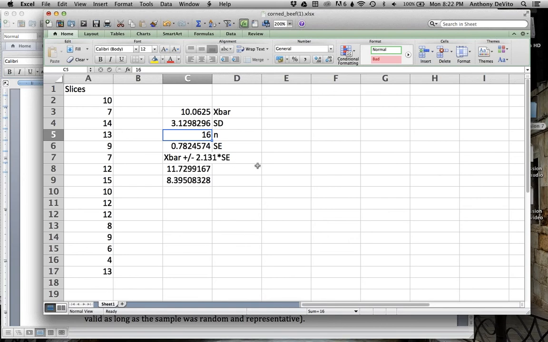I'm sorry, so question for you. Again, what is 11.78? That was my upper limit. That was X bar plus 2.131 times the standard error, times 0.78. And for the bottom one, when you watch this on the video, you'll get a chance to look at this.